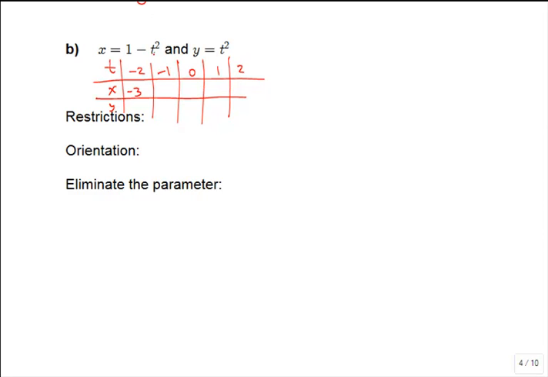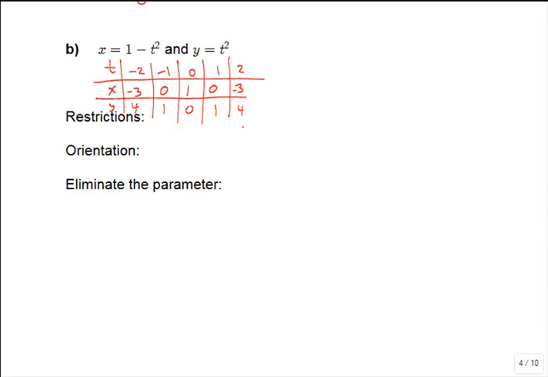So if t is -1, squaring that becomes 1, 1 minus 1 is 0. If t is 0, then 1 minus 0 is going to stay 1. If t is 1, 1 minus 1 becomes 0. If t is 2, 1 minus 4 is -3. Now let's do y. Y is exactly this t value squared. So -2 quantity squared is 4, -1 squared is 1, 0 squared is 0, 1, and 4.